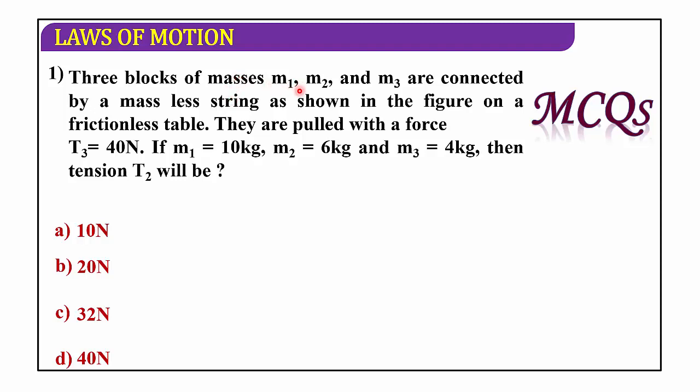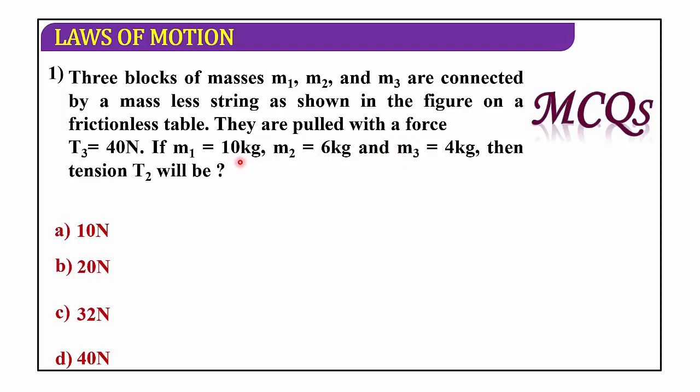Three blocks of masses M1, M2 and M3. Three blocks they had given, they are connected by a massless string, means the string has negligible mass, as shown in the figure on a frictionless table. They had kept this block on the frictionless table. They are pulled with a force and they had given T3 equal to 40 Newton because T3 is equal to F, right? M1 value 10 kg, M2 is 6 kg, M3 is 4 kg.